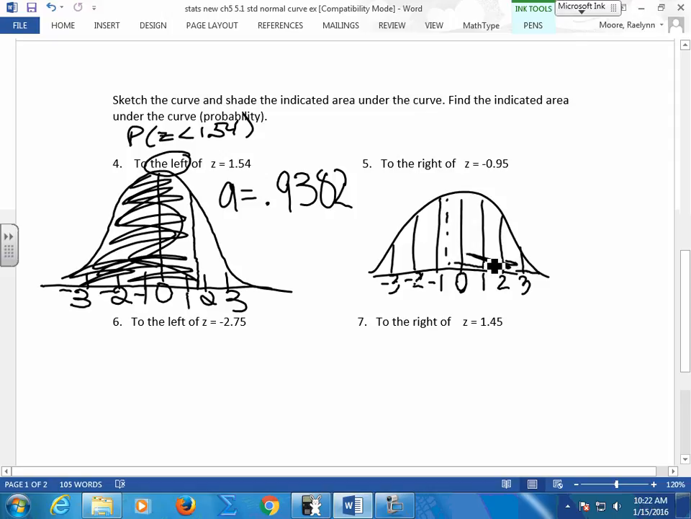Good. Notice she put that right before the negative 1. Oh, good.